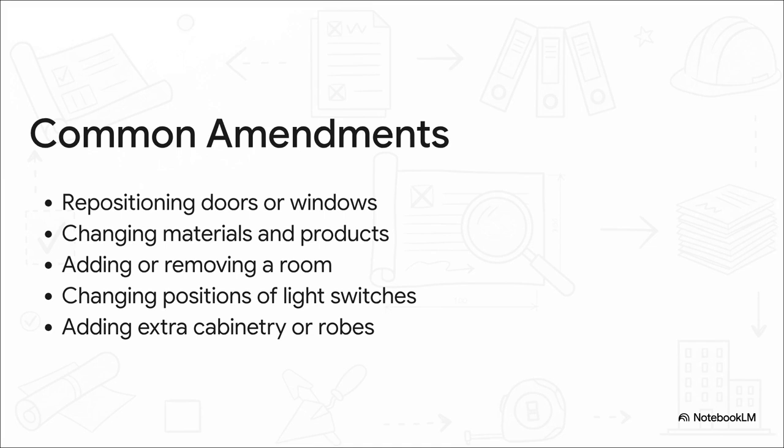And hey, these aren't always massive project-halting overhauls. A lot of the time, common amendments are just repositioning a door or swapping a single power outlet for a double GPO. Maybe they want to change the flooring material or squeeze in some extra cabinetry. Whether it's a tiny electrical tweak or a major structural change from the architect, you have to know how to spot these updates the second they happen.